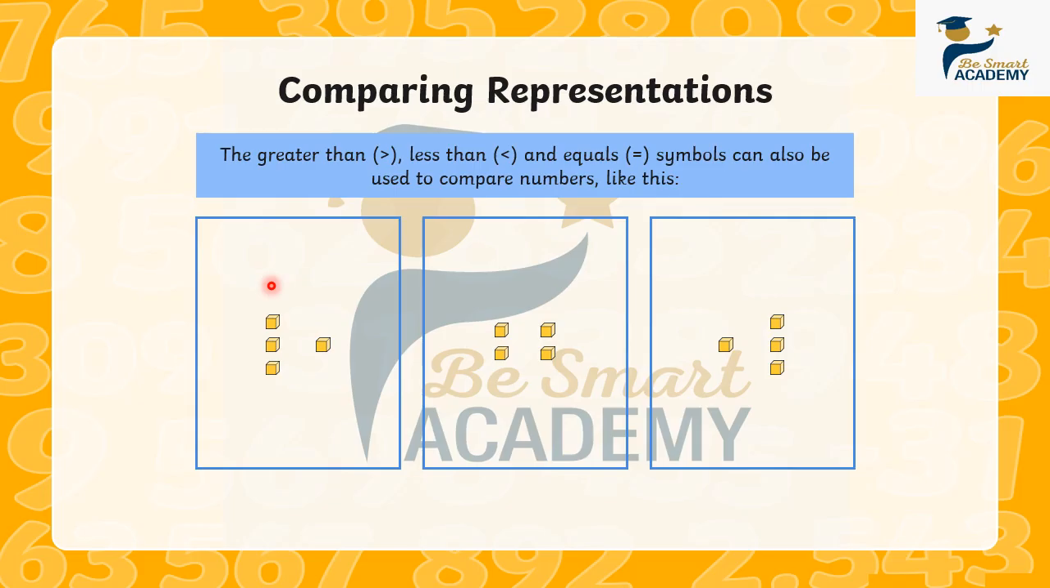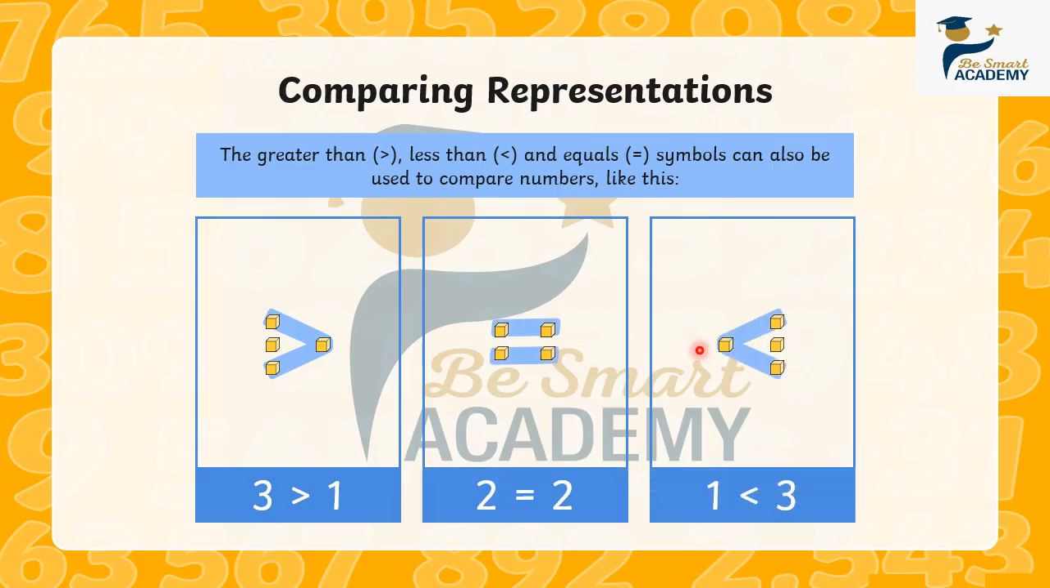Let's have an example. In example number one, I see here 3 cubes and I see here 1 cube. So we say 3 is greater than 1. And here I have 2 cubes, and here as well I have 2 cubes. So they are the same. So what do I say? 2 equals 2. And in the third example, I have here 1 and I have here 3. So 1 is less than 3.